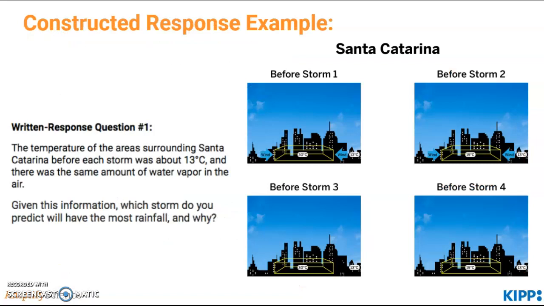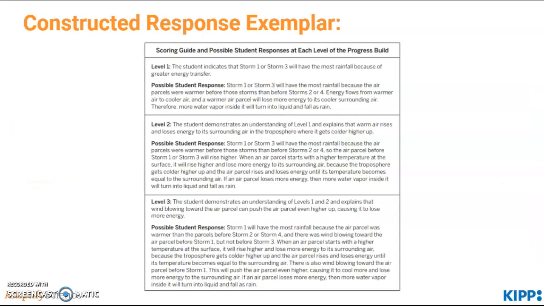Finally, here is an example of a constructed response question. Pause here and try this question, and then click play when you're ready for the exemplar. For constructed response questions, students can score at Progress Build 1, 2, or 3, depending on the depth of knowledge in their response. And here is an example of a rubric and the exemplar.